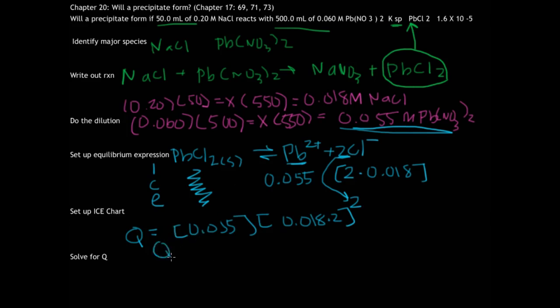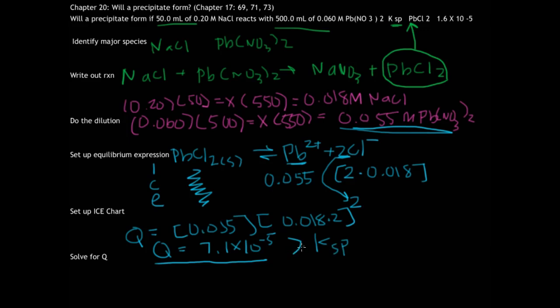All right, so solve for Q. Q in this case equals 7.1 times 10 to the -5th, meaning given these starting circumstances, this is where we are at. Now we have to compare Q to K, and if you look, both the powers are 10 to the -5th. So really we want to look at this coefficient out here. This is 7.1 and this is 1.6. 7.1 is bigger. So right now Q is greater than Ksp.